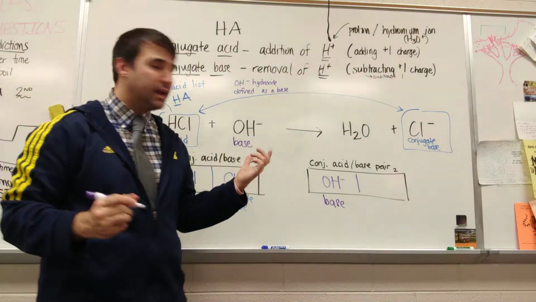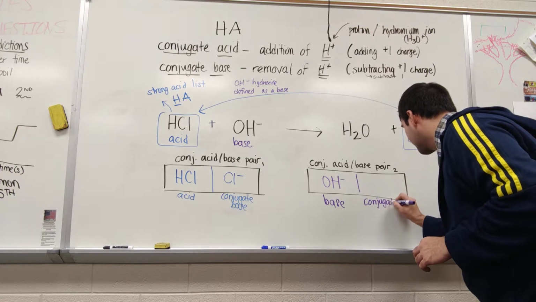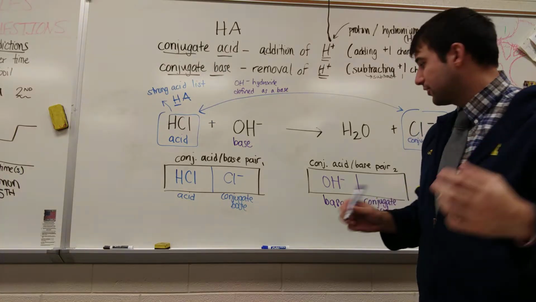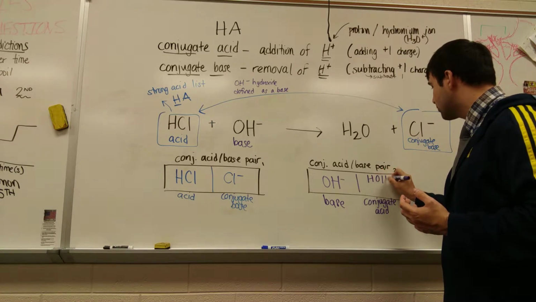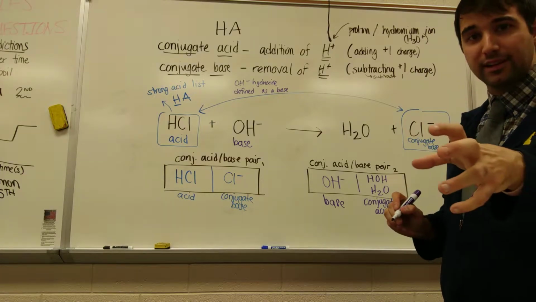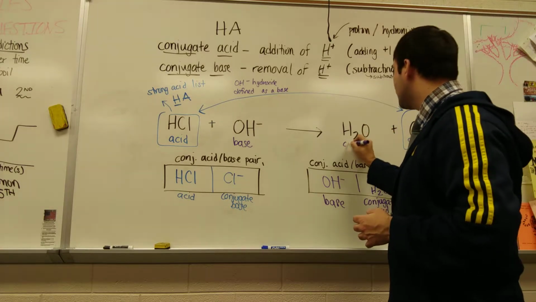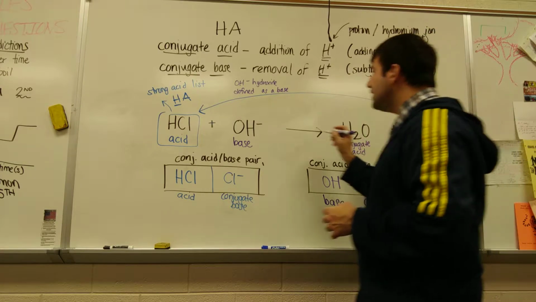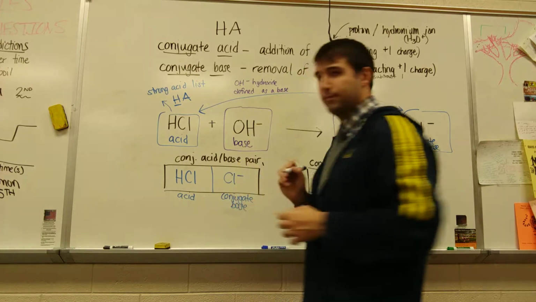If I know this is my base, what would my conjugate acid look like? Well, conjugate acid adds H+. If I add H+ to OH minus, I'll get HOH, which is the same thing as H2O. Plus and minus cancel out, and I get H2O. Here is my conjugate acid, and notice how I did it in a different color. These two are a conjugate acid-base pair.